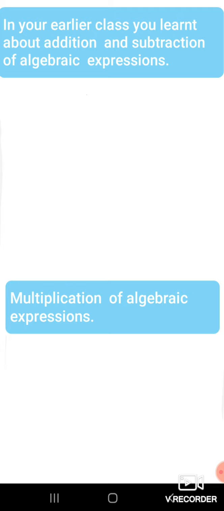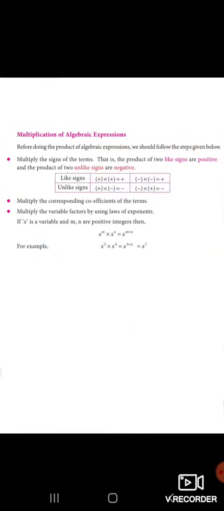Now in today's class, we are going to learn multiplication of algebraic expressions. Before that, we need some steps. Just look at the steps. Multiply the signs of the terms, that is, the product of two like signs is positive and the product of two unlike signs is negative. That is, if the signs are the same, then the answer will be positive. If the signs are different, then the answer will be negative. Okay, students, is this clear? Yes.